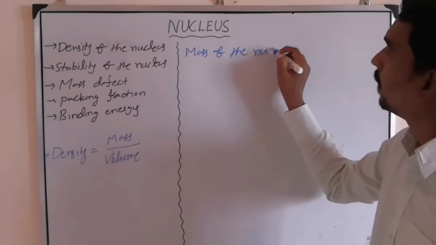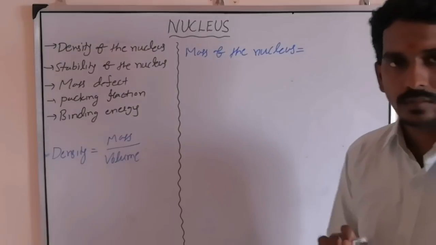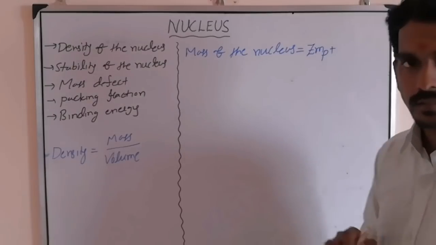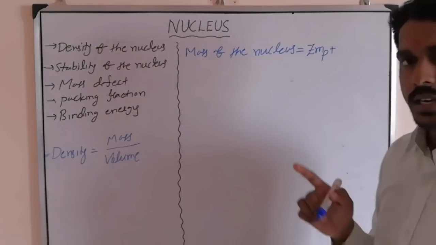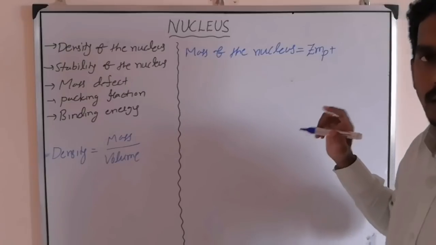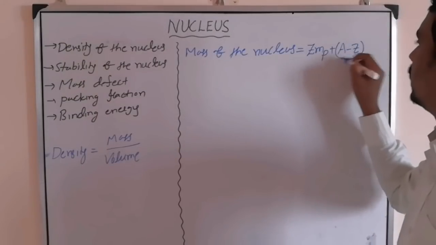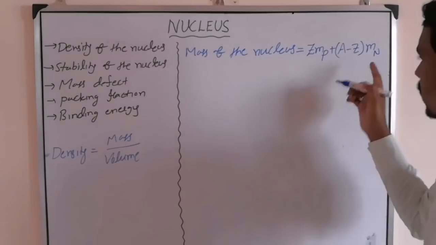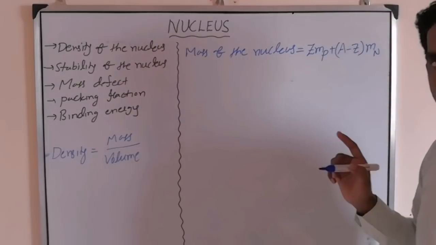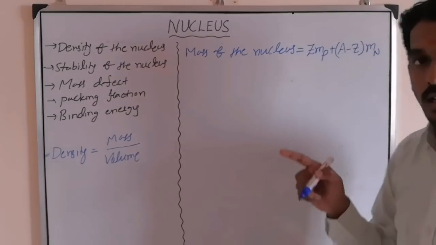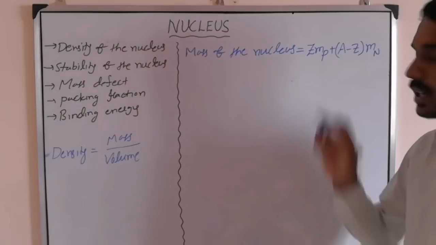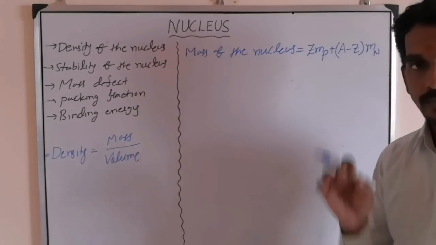So first, the mass of the nucleus. What was the mass of the nucleus? ZMp. One proton mass is Mp, so the total mass of all protons is ZMp, plus (A minus Z) times Mn. That is the total mass of neutrons. So the total mass of protons plus the total mass of neutrons is nothing but the calculated mass of the nucleus.